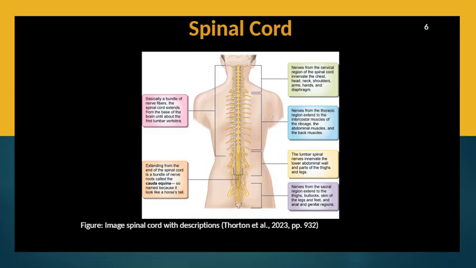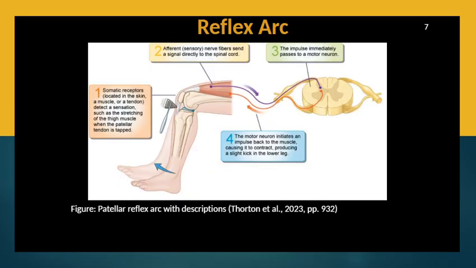This slide shows the basic pathway of a reflex arc. A reflex arc is the simplest type of nerve pathway, and it allows the body to respond instantly to certain stimuli without waiting for the brain to process the information. This is why reflexes are so fast.